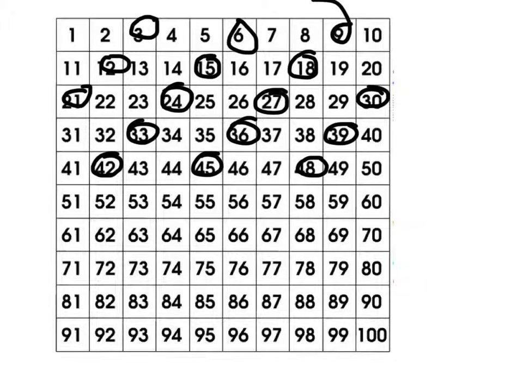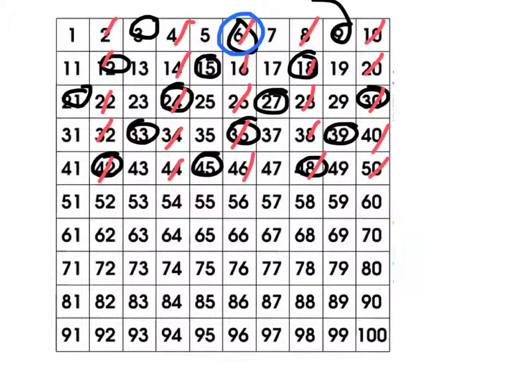So now I'm just going to make a little mark for all the multiples of 2. 12, 14, 16, 18, 20, 22, 24, 26, 28, 30, 32, 34, 36, 38, 40, 42, 44, 46, 48, 50. Okay, now I'm going to count by 6s to get all the multiples of 6, and we'll see if you notice something here.